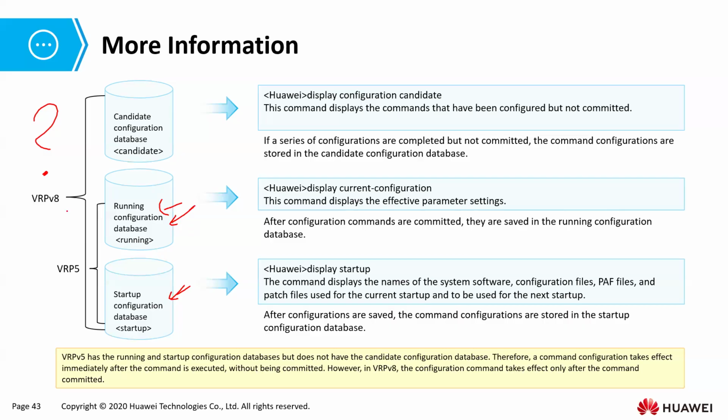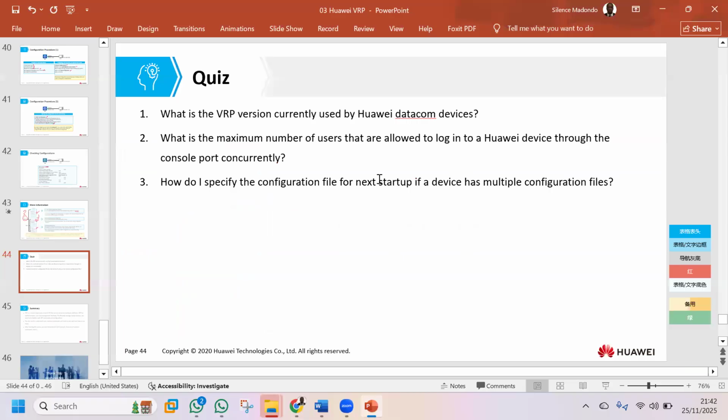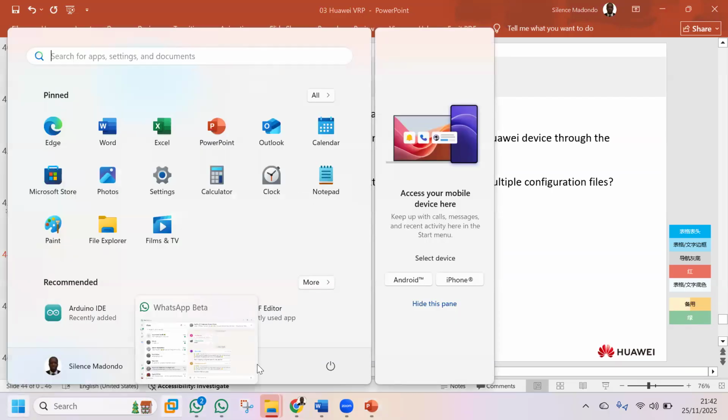But it's a bit different with version 8. That command will need to be committed first for it to take effect. So every command is first put in the candidate configuration database. Then if it's committed, it moves to the running configuration where it starts taking effect. I think that's another difference between version 8 and version 5. Typical questions, you can get more questions around exactly this. What's the difference between version 5 and version 8 with respect to the databases?